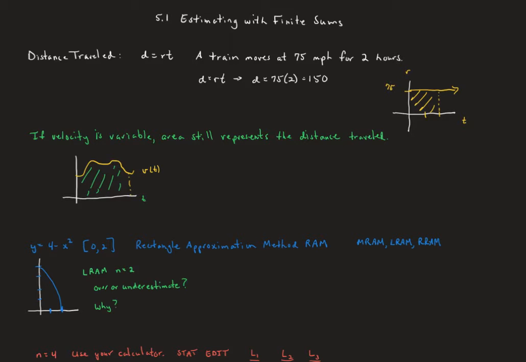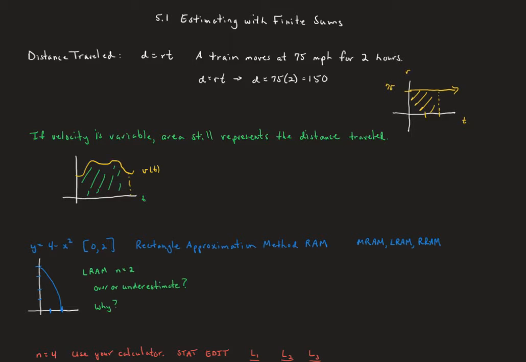An MRAM represents the midpoint rectangle approximation method. An LRAM means that the rectangles have the left side of the rectangle on the curve, and an RRAM represents right rectangles. First we'll do one using pencil and paper, and then we'll do one using our calculator, because you're going to need that when the number of rectangles gets too big.